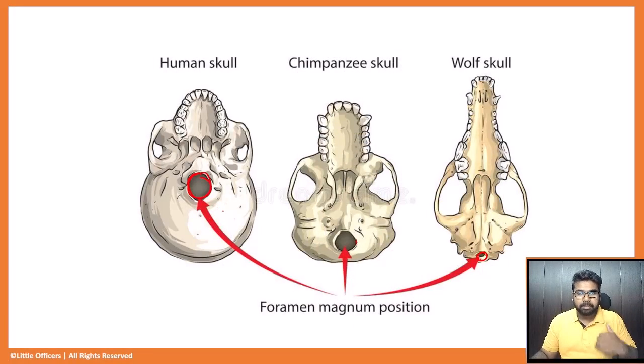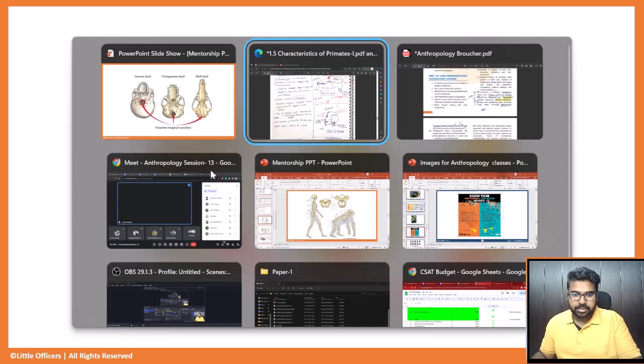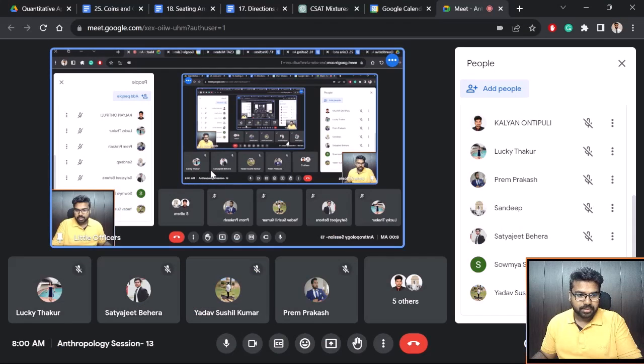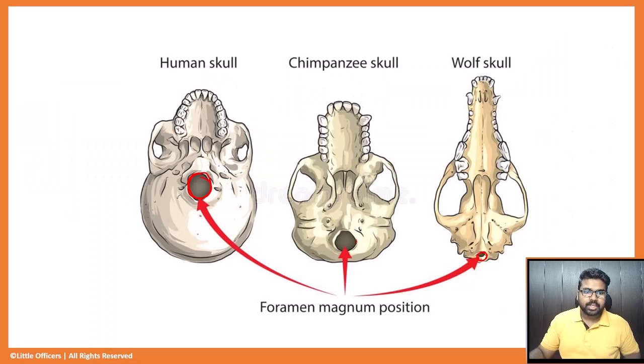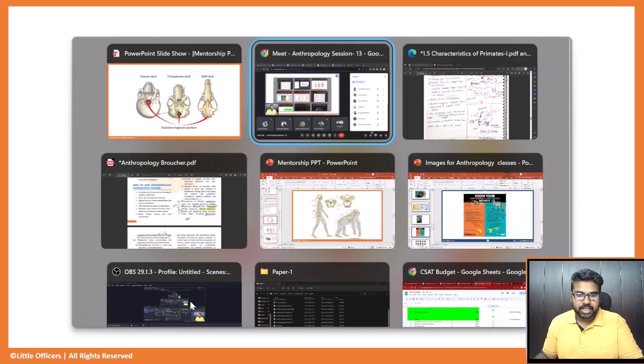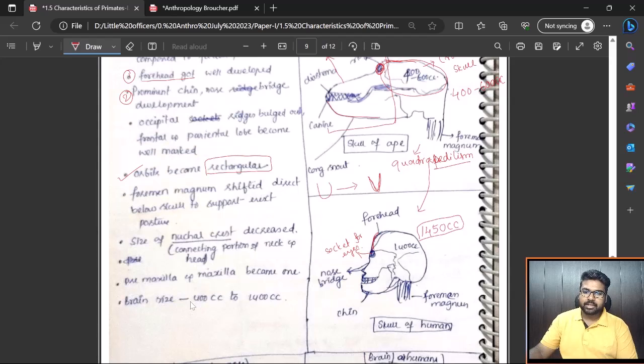The entire weight can be transferred to the backbone and from there to the entire body. So this is how the position of the foramen magnum started changing. This is the transition we are looking at, from here to here. So this is another change that has happened. Foramen magnum, earlier it was at the back of the skull. Now it has shifted to the base of the skull in order to provide better support.